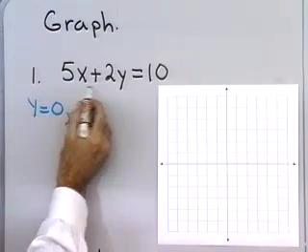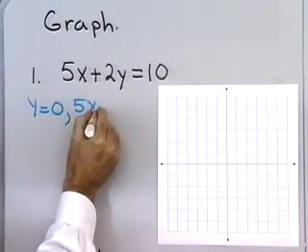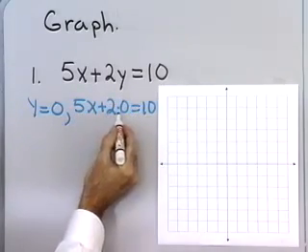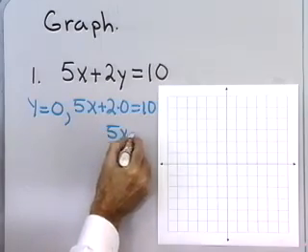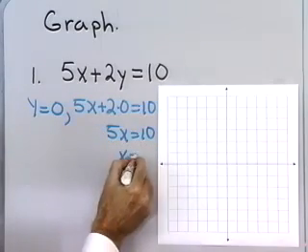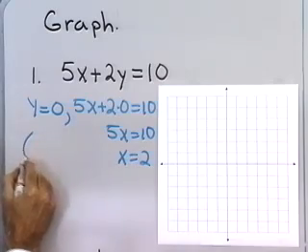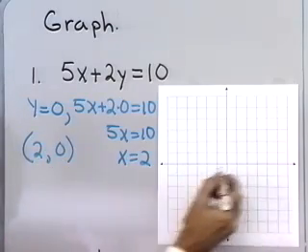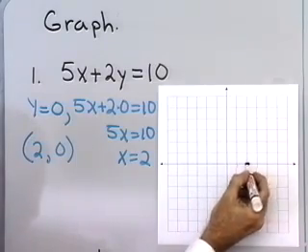When y is equal to 0, the equation becomes 5x plus 2 times 0 is equal to 10. 2 times 0 is 0, so I have 5x equal 10. So x is equal to 2. So that means that the ordered pair x equal 2, y equals 0 is on this graph.